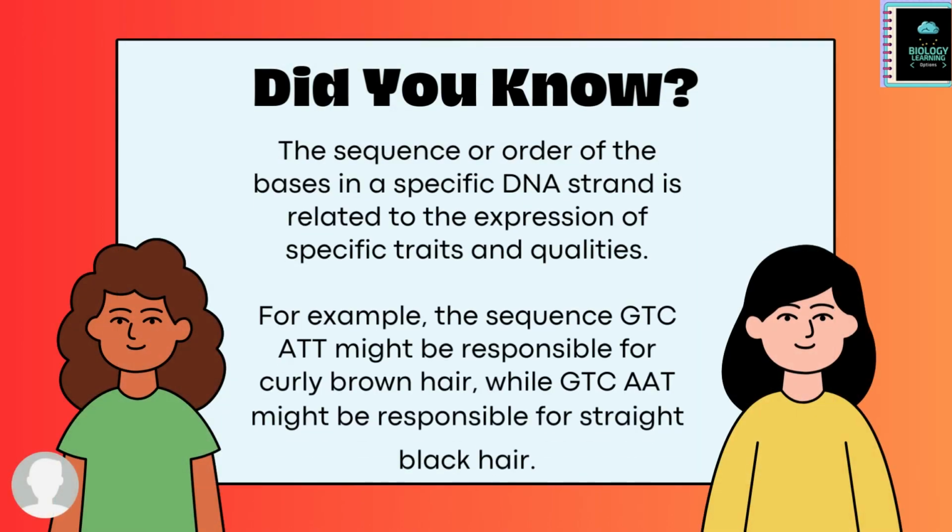So, did you know the sequence or order of the bases in a specific DNA strand is related to the expression of specific traits or qualities? In the example, as you can see, the sequence GTC-ATT might be responsible for curly brown hair, while GTC-AAT might be responsible for straight black hair.